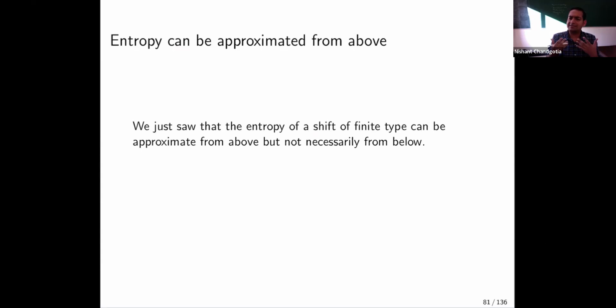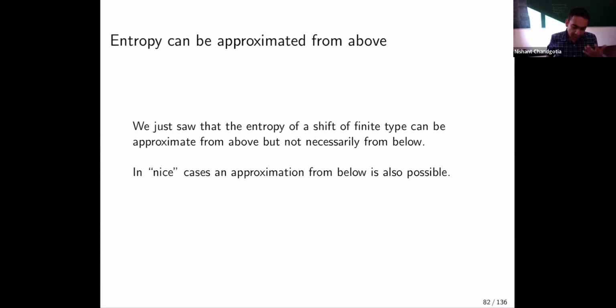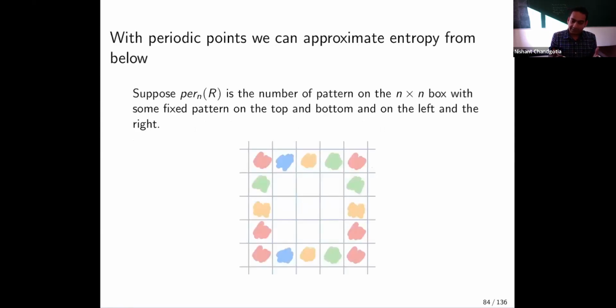But this is a general thing, right? For all possible ways of matching rules, all rules that you put on them. In nice cases, approximation from below should also be possible, right? Because, for example, square root 2 is a right recursively enumerable number. You can approximate it from above, so it is an entropy of something. So there are cases in which you can approximate it from below as well. For instance, this follows if you have enough periodic points. How do periodic points play a role? Very simple. So what was a periodic point again? It was those where the top matches the bottom, the left matches the right.